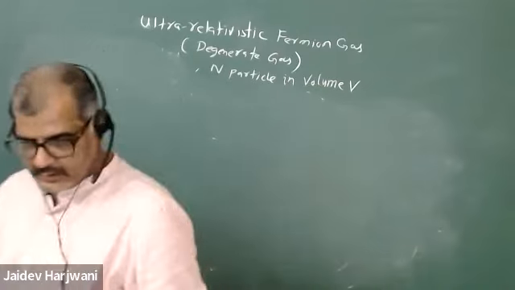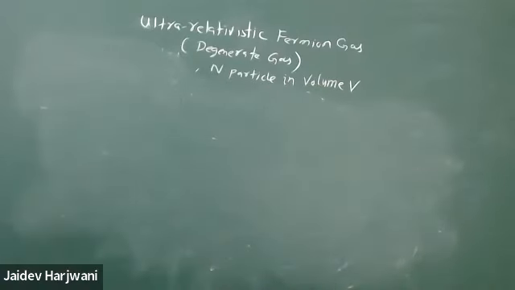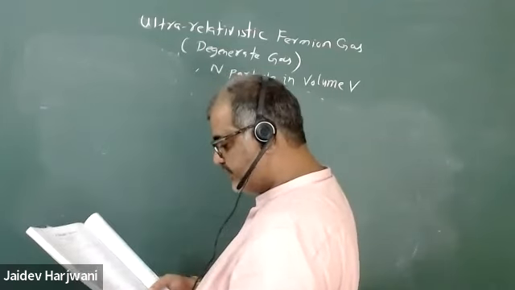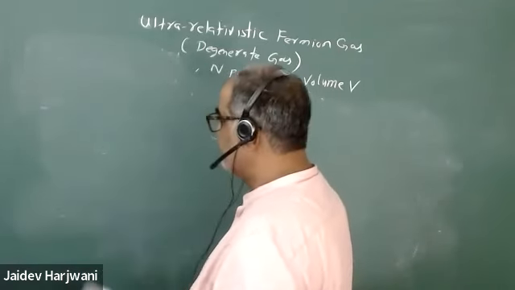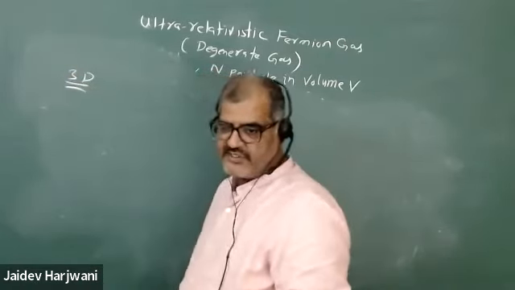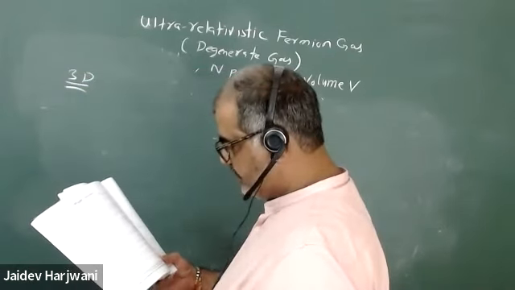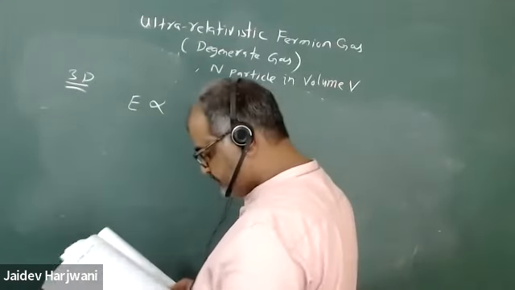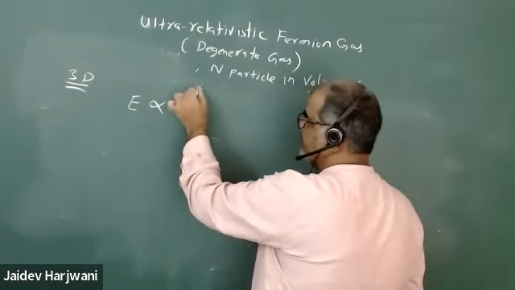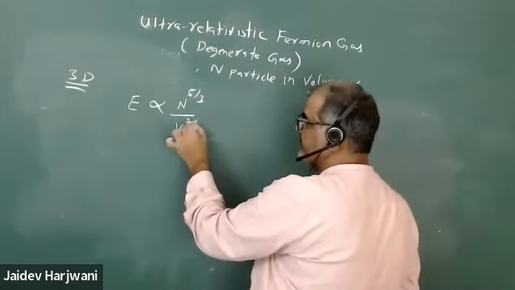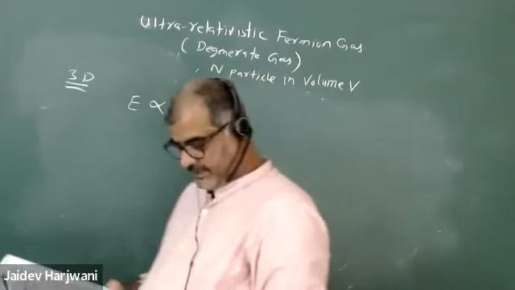Okay, let me solve a few more problems. Just now I have solved one problem. The total energy E of an ideal non-relativistic gas in 3 dimension. If you see this type of question, first look at the dimension. They have given the dimension, and it says that energy E is proportional to n power 5 by 3, and this is V power 2 by 3. This is non-relativistic. Energy is given.